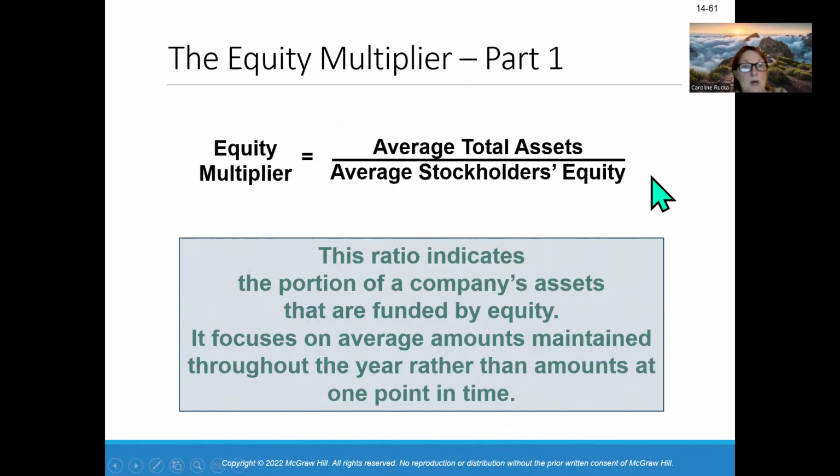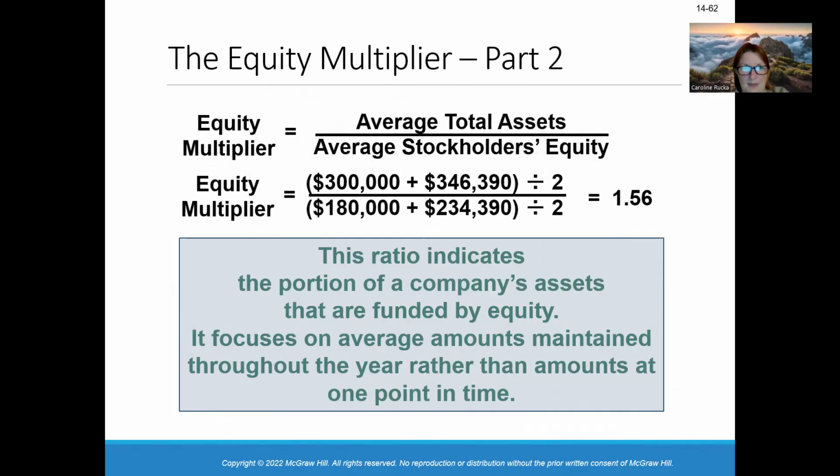The equity multiplier. This is average total assets divided by average stockholders' equity. This ratio indicates the portion of a company's assets that are funded by equity. It focuses on the average amounts maintained throughout the year rather than the amounts at one point in time.